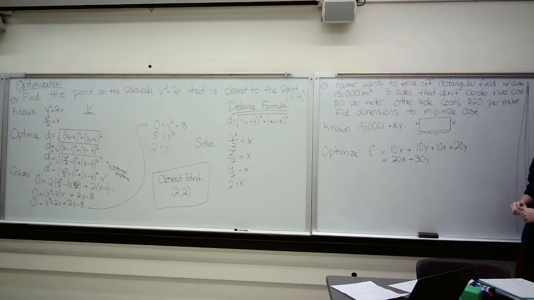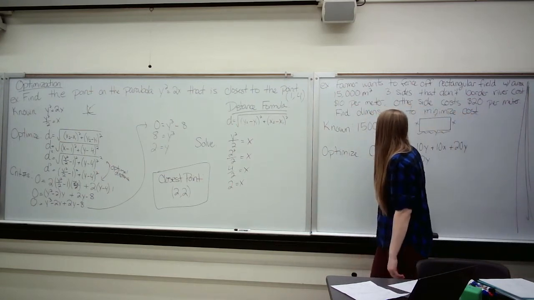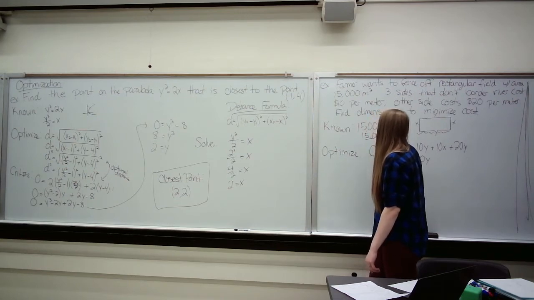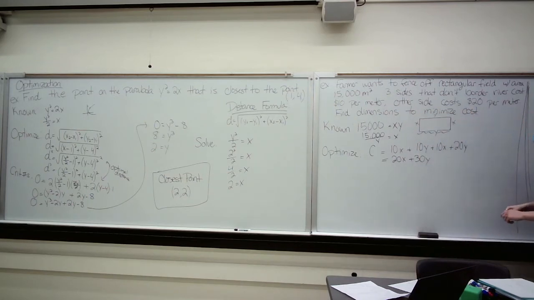So now we need to solve for one of our variables. Last time we plugged in for y, so we'll plug in for x, just to stay consistent. 15,000 over y equals x. Okay, now we can plug in. Wait, why is it not x squared times y? Because can we do like a square there? Like x squared times y for the area? Yeah, I think so. Or maybe something else.